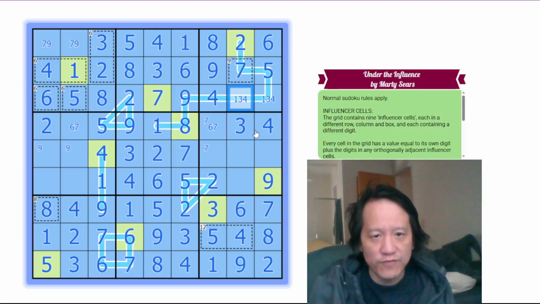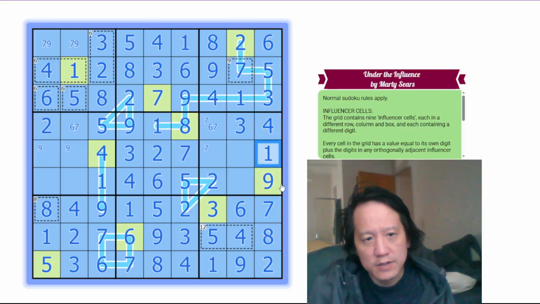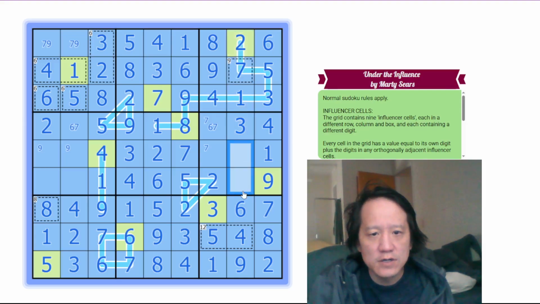This can't be 3 or 4, so it must be 1. This can't be 1 or 4, so it must be 3. Remaining digit in column 9 is a 1. Remaining digits in column 8 are 5 and 8, and this can't be 5 because of 5 in the row, so that makes that 8, which makes this 5.